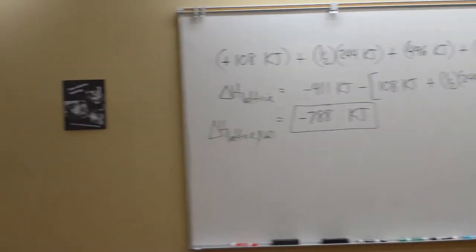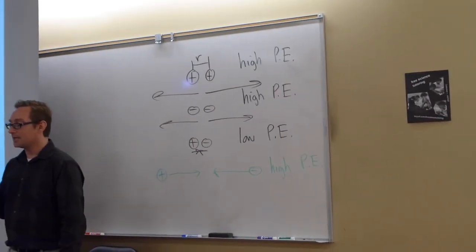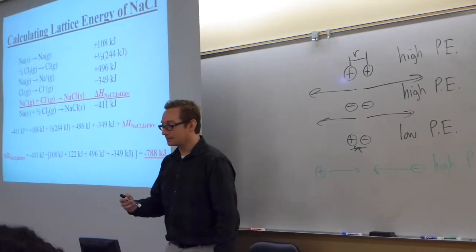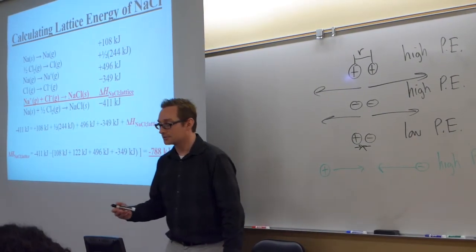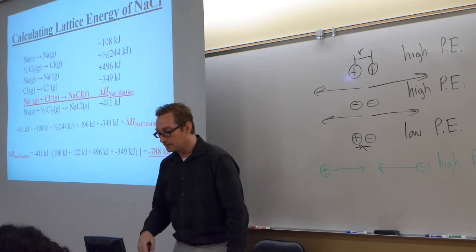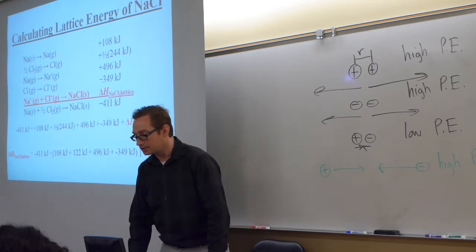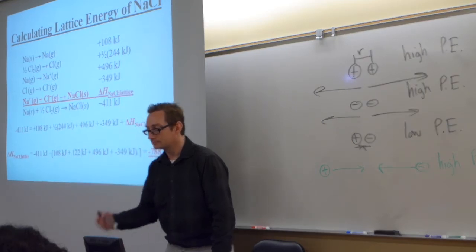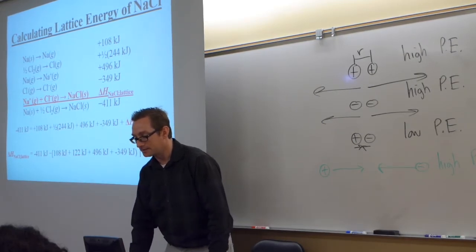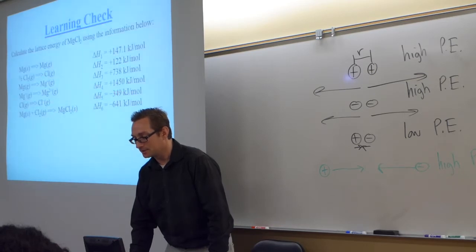So again, what is lattice energy? It's the energy that is released when a cation and an anion come together in a salt. Yeah, that's what the lattice energy is. And I should mention it's the energy released when you form 1 mole of that salt from a cation and anion.